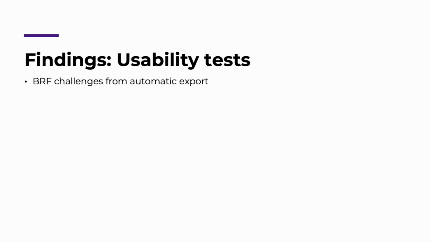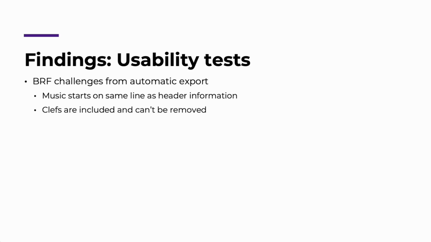There were 3 prominent formatting issues with the BRF files that MuseScore cannot currently correct. First, the music in the BRF files started on the same line as the header information, so the title, composer, that sort of stuff, instead of on a new line. Second, Braille music notation often doesn't use clefs, but there's no way to remove clefs from MuseScore files. Third, the BRF files didn't include appended lyrics, which all of the scores for this project used.